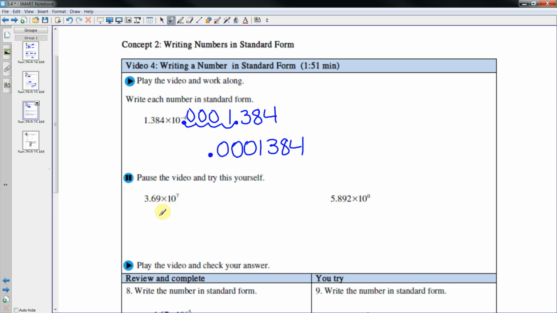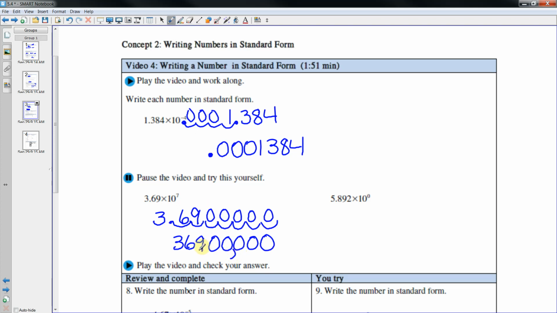Alright, 3.69 times 10 to the 7th. If I'm making my number larger, because that's a positive 7, then my decimal needs to go to the right. So 7 places: 1, 2, 3, 4, 5, 6, 7. And then in the little dips, put your zeros. So 3, 6, 9, and then 1, 2, 3, 4, 5 zeros. If I were to put commas in, it would look like that: 36,900,000.